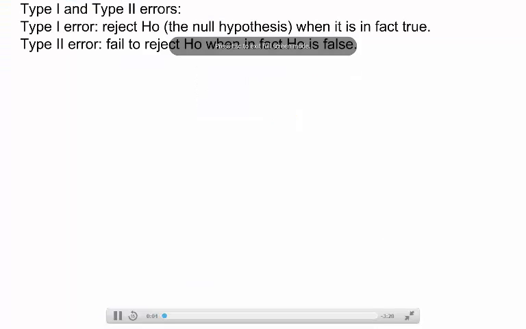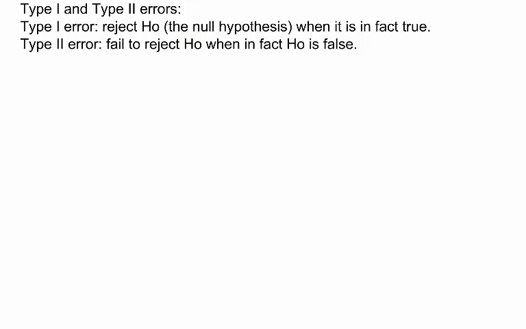In this video, we're going to talk a little bit about Type 1 and Type 2 errors. A Type 1 error is when you reject Ho, the null hypothesis, when it is in fact true. A Type 2 error is when you fail to reject Ho, when in fact it is false.